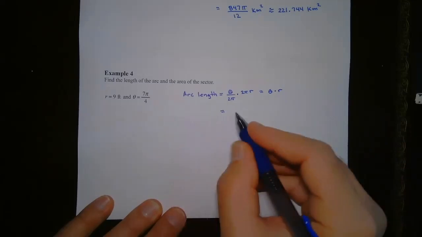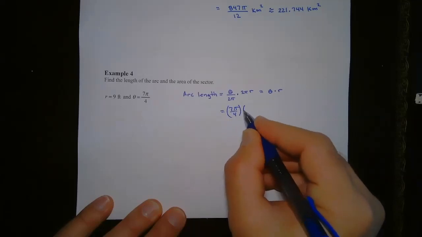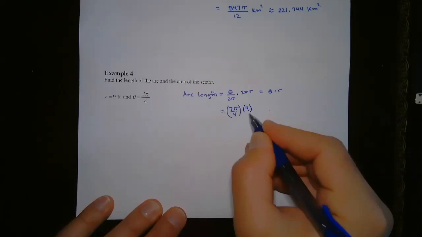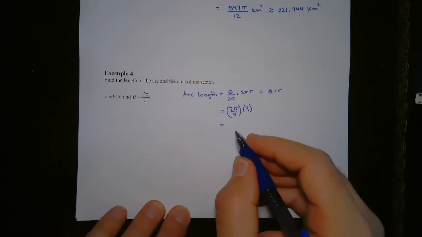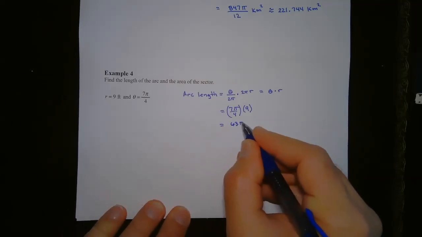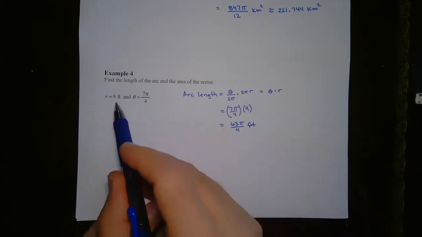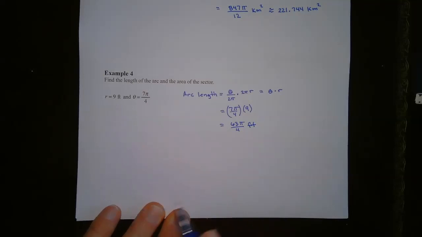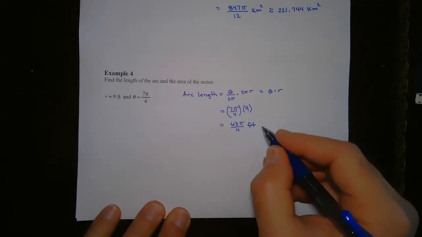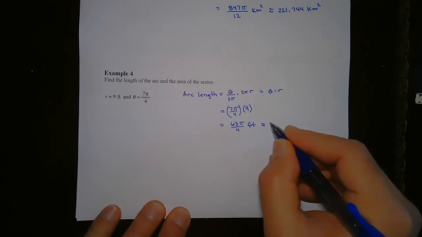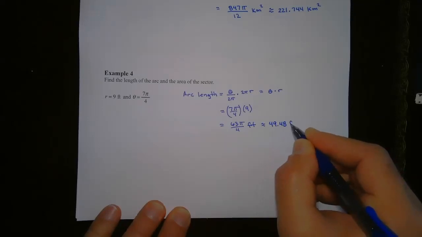So then our angle is 7 pi over 4, and we're going to multiply that by our radius, which is 9 feet. And that would give us an answer of 63 pi over 4 feet. Now, why is it feet? Because our radius was measured in feet. Now, putting that in our calculator, we just type in 63 pi divided by 4. And that would give us an approximate value of 49.48 feet.